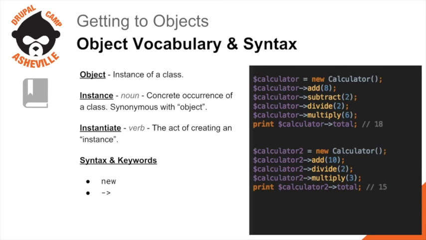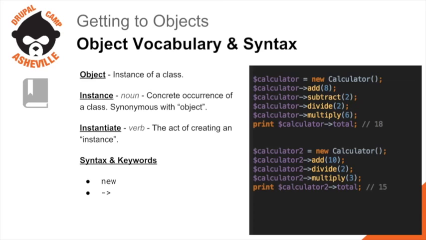And a little more vocabulary and syntax just to be aware of, because these words are going to come up a lot. So an object is an instance of a class. Since a class is a template, if we make one of those things from a template, we call that an instance. And you're going to hear or see the word instance a lot. An instance is the noun form of that word, the concrete occurrence of it, synonymous with the word object. And to make one of these, the verb is to instantiate.